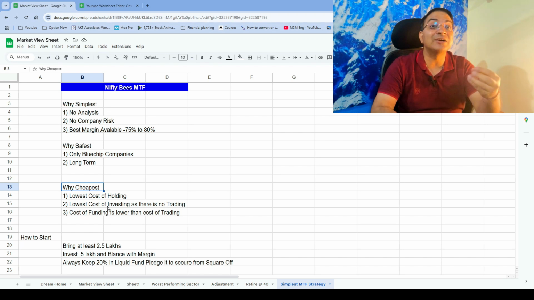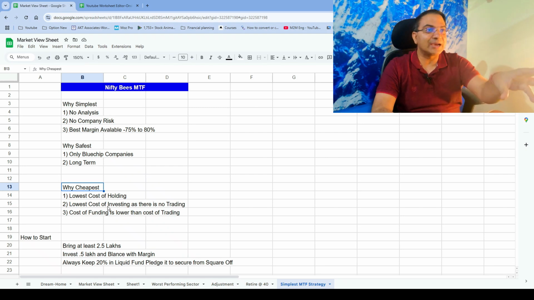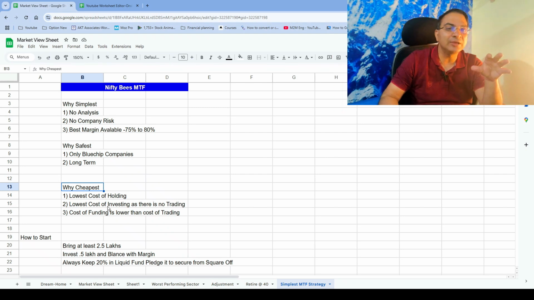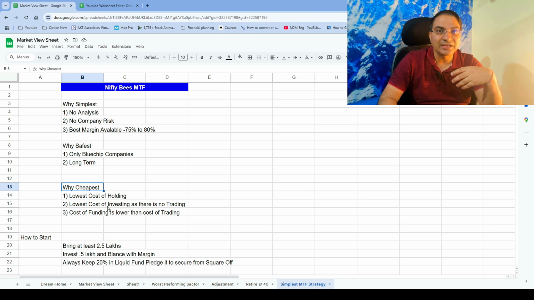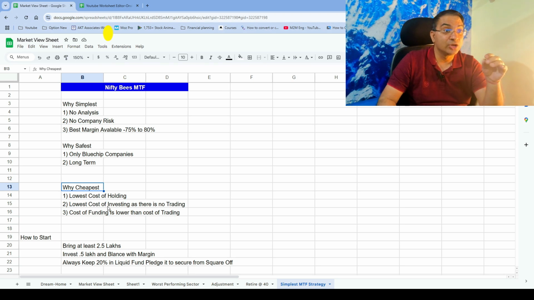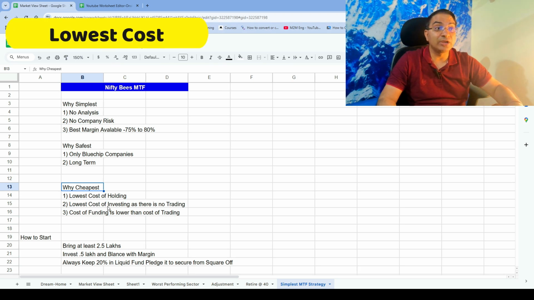Where does it come from? It comes from our pocket, the investors' pocket. And this is only their part. Apart from that, we pay GST and STT, which is very big now. It is almost doubled. So why do I call this the cheapest? Because once we hold, you don't have to buy and sell daily. Most of the time, we are going to hold it. So it is the lowest cost of holding.